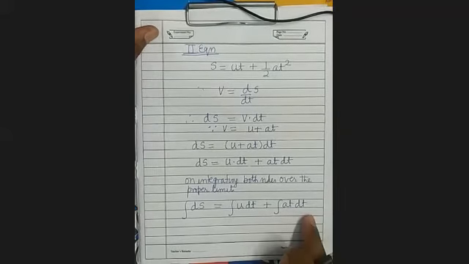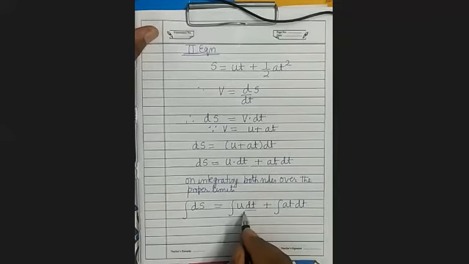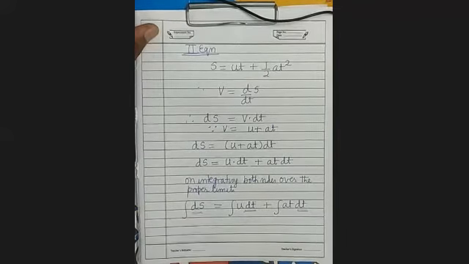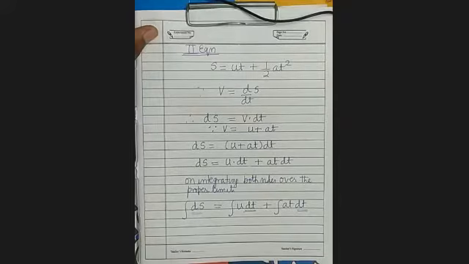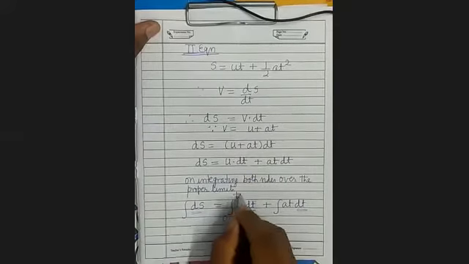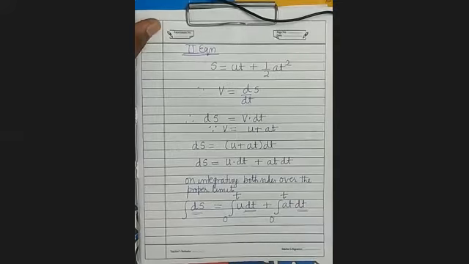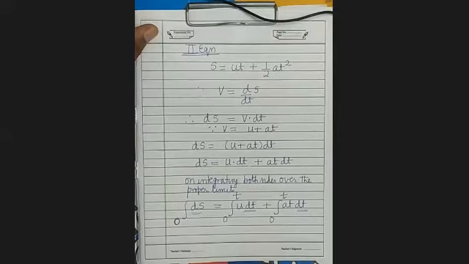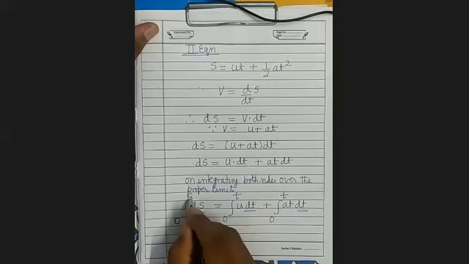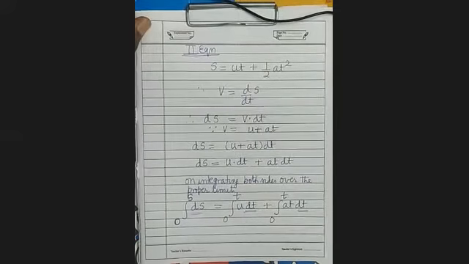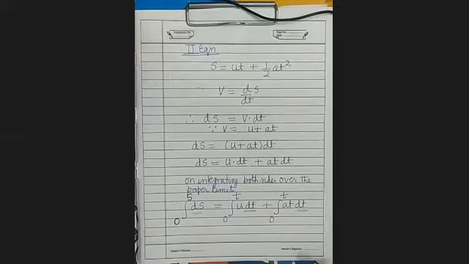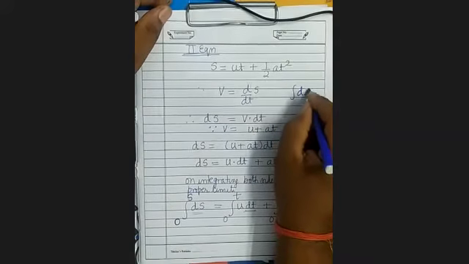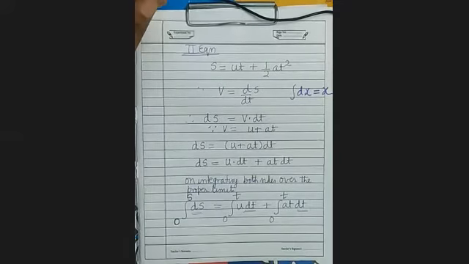Here you will put the limit of time because it is integrated over time. Here you will put the limit of displacement. What is the limit of time? 0 to t. When time is 0, displacement is also 0. When time is t, the displacement is equal to s. So see here, I have told you that integral dx equals x. So what will be integral ds?